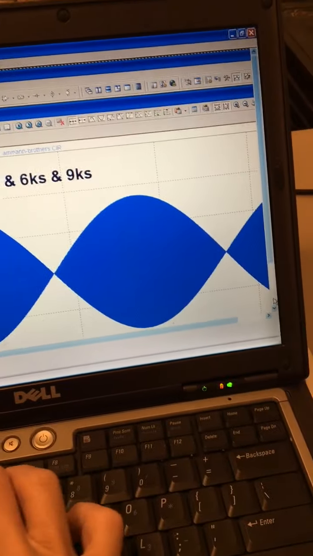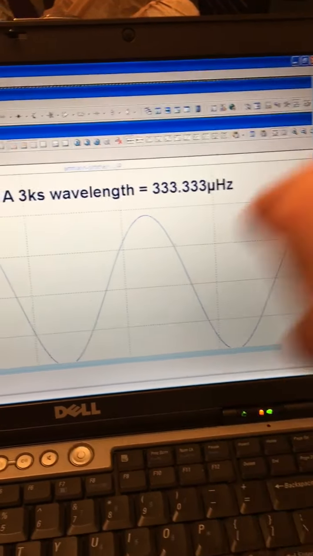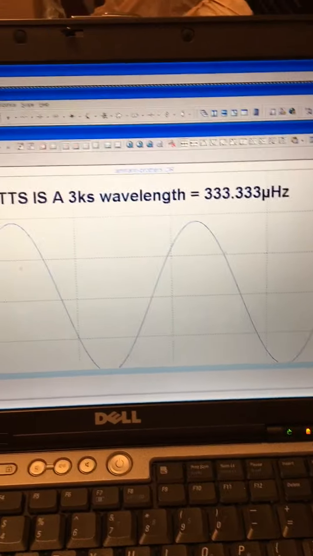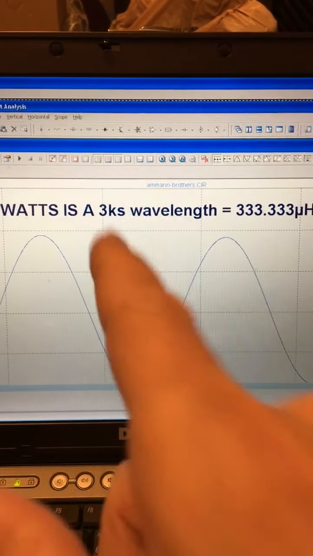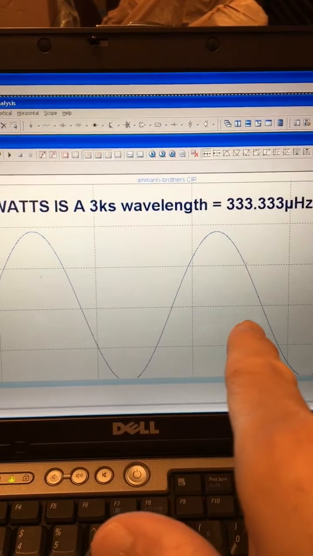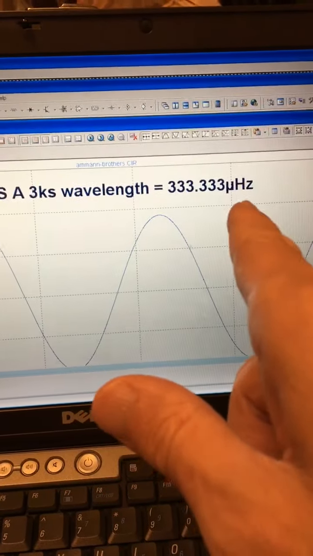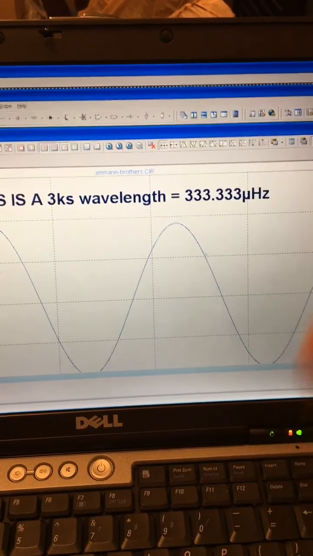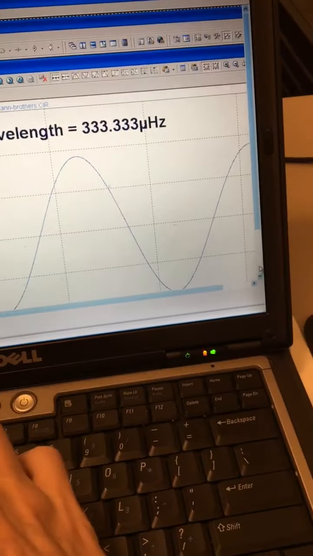Now, when I look at the watts, I get a neat little sine wave whose wavelength is 3,000 seconds long. So the hertz is 333 1/3 microhertz. Isn't that sweet? It's a very long wavelength there. We're dealing with weirdness here. And this is the Amon Brothers.